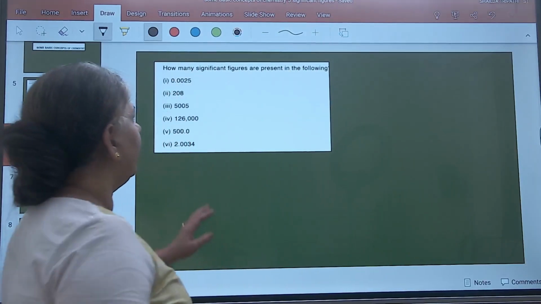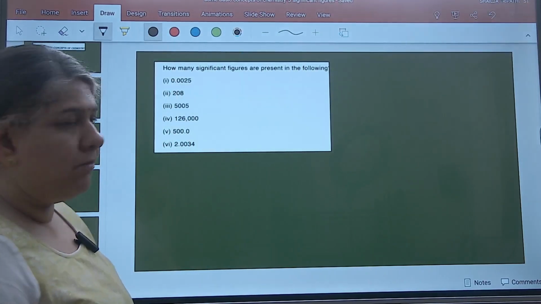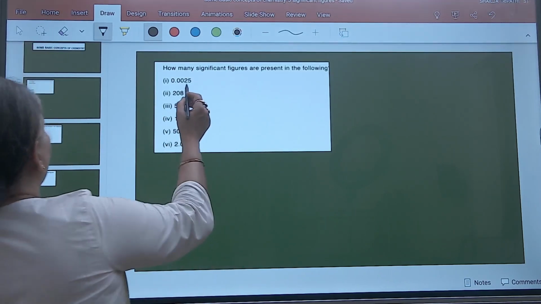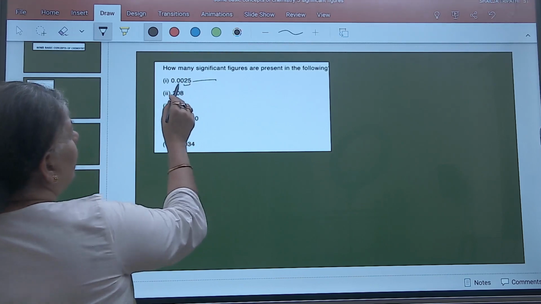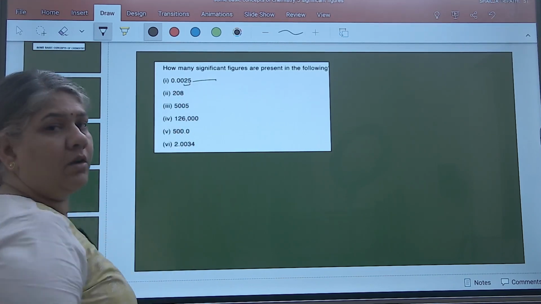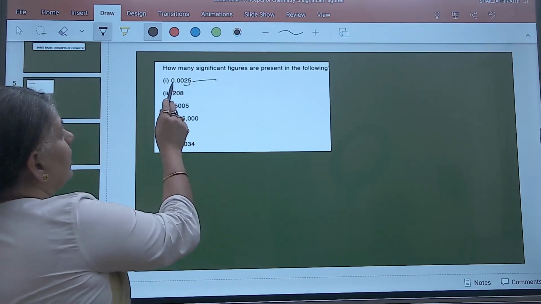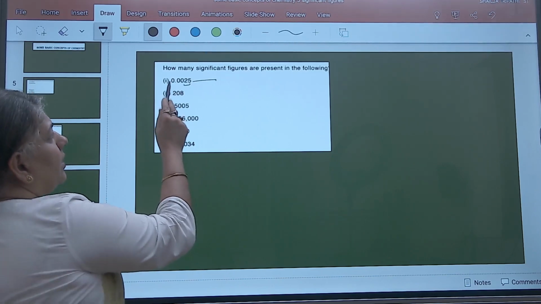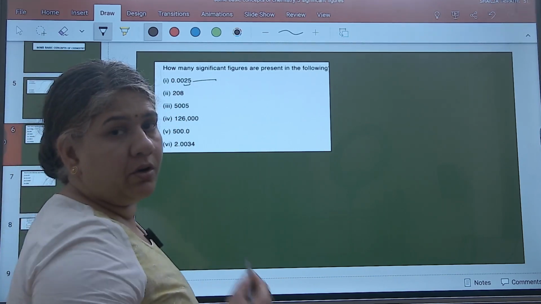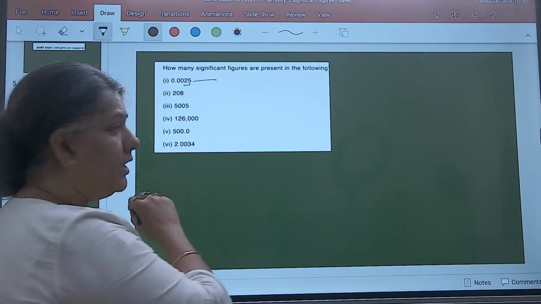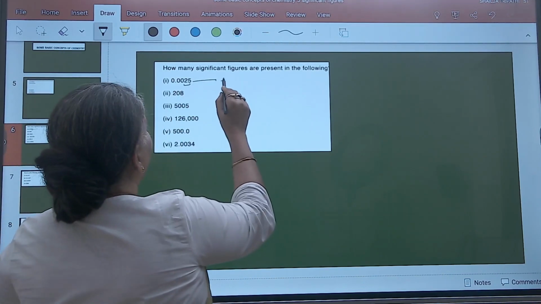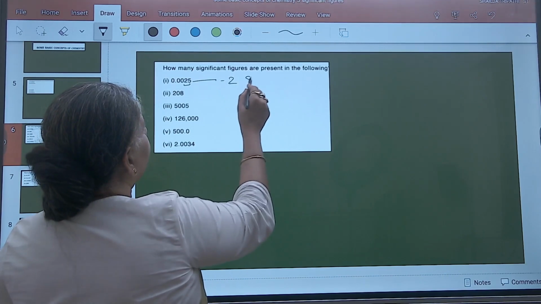How many significant figures are present in the following? In this case, there are two significant figures. Here, these two zeros are not significant, that is, zeros to the right of the decimal and before a non-zero digit. So here we have two significant figures.